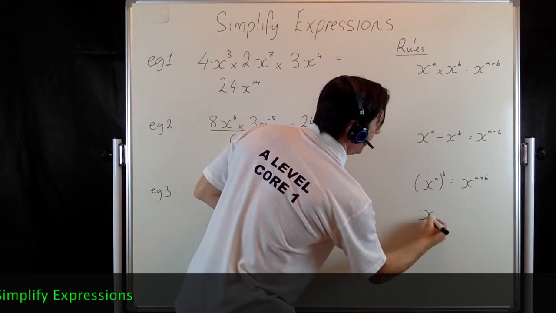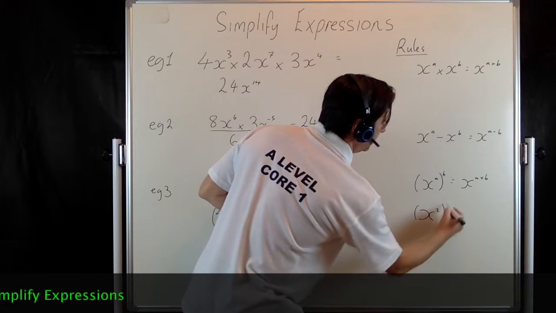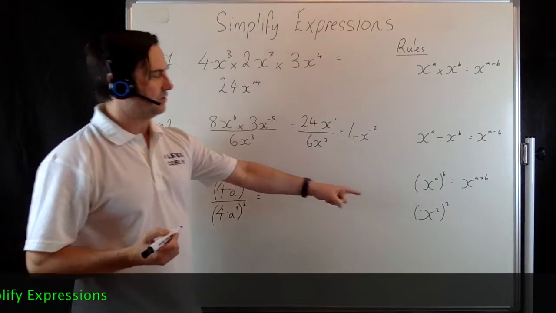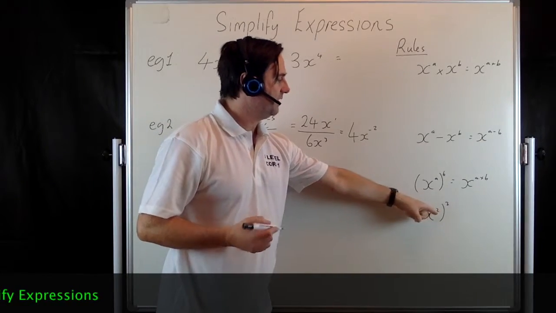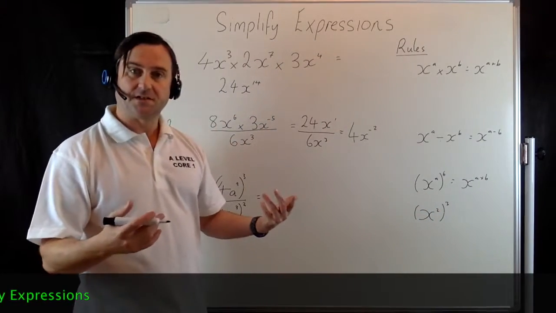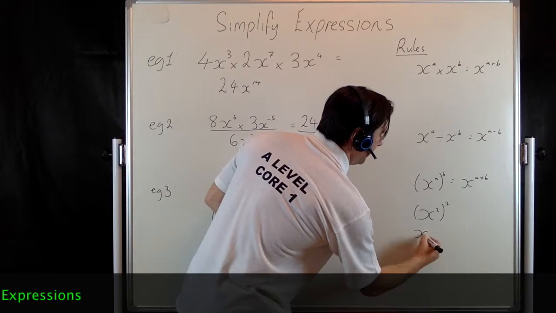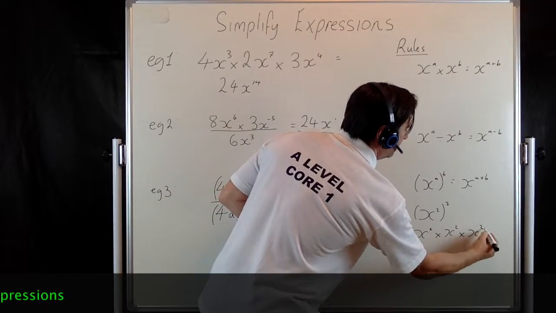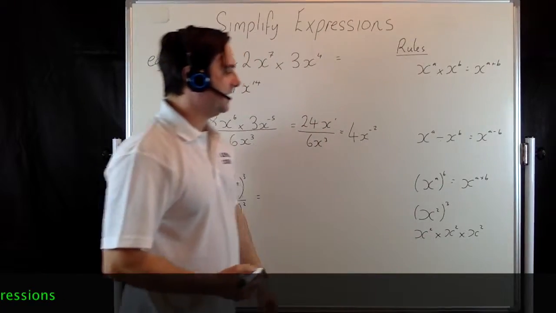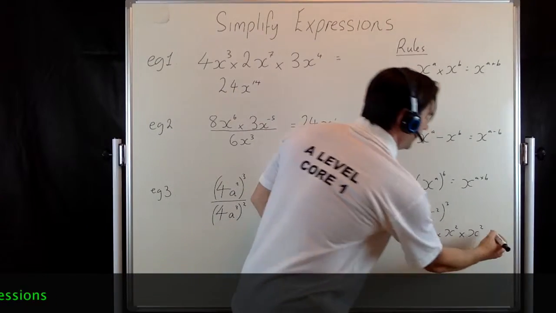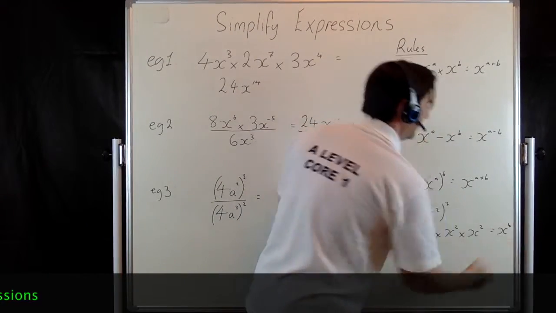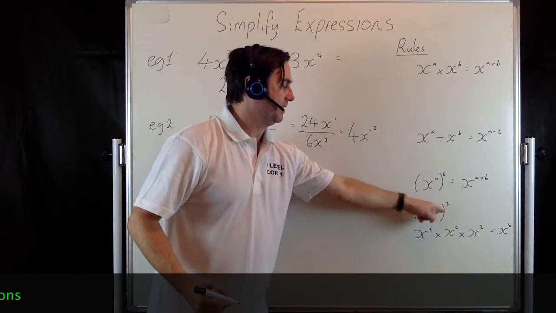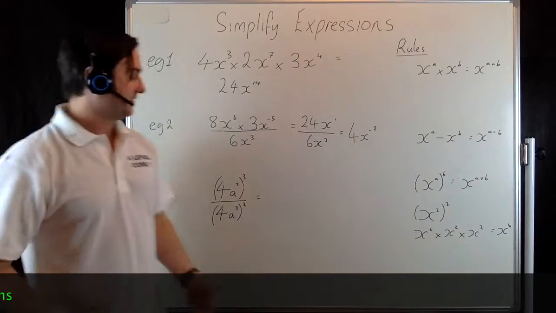If you've got, let's say, x to the 2, and then you've got that raised to the 3. The reason this works is as follows, because this is really x to the 2 times x to the 2 times x to the 2. So if I write that down, x to the 2 times x to the 2 times x to the 2, we can see we've got our multiplication law where we add these together, which gives you x to the 6. But obviously it's a lot easier to multiply these terms together to get x to the 6.